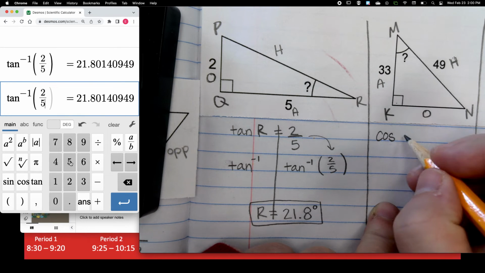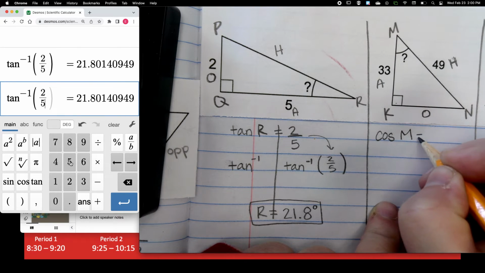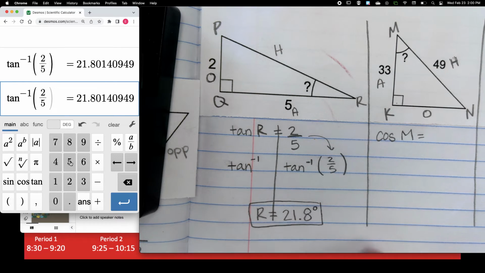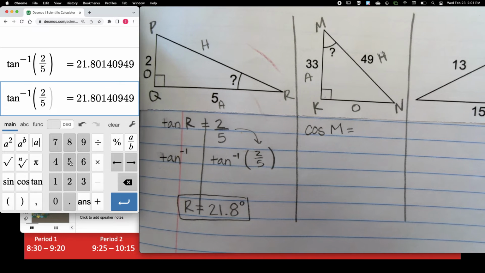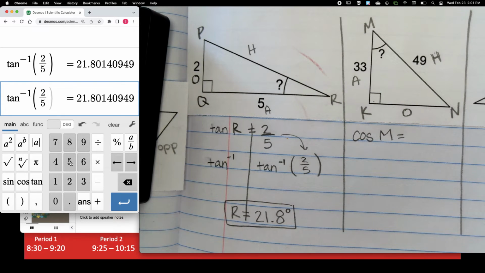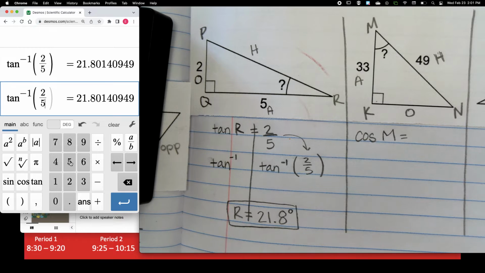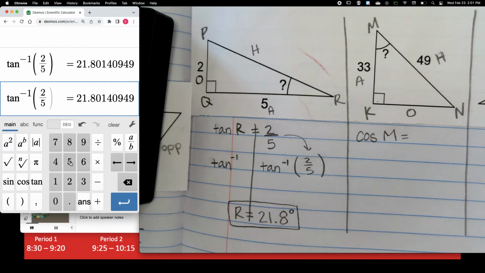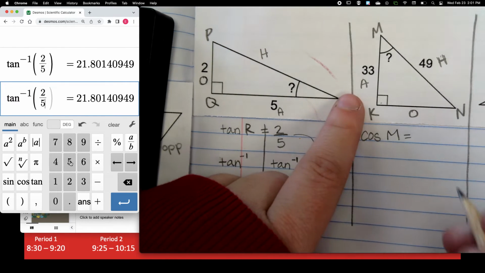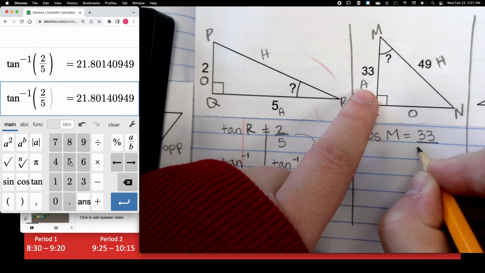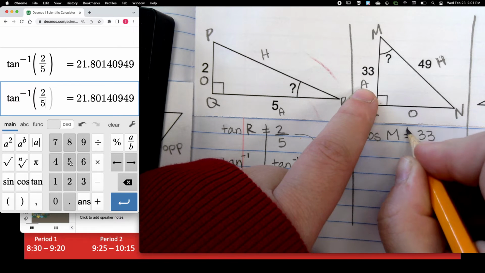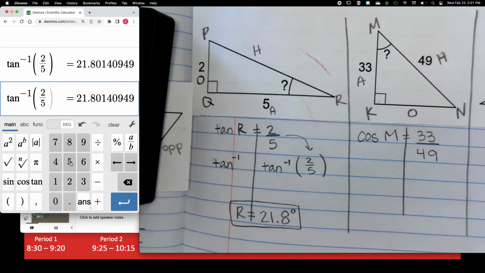of angle M. Again, you could put a question mark there since that's what they labeled it as, but normally we like to put the letter there. Is it going to be 49/33 or 33/49? Good. Adjacent over hypotenuse, AH. So 33 over my hypotenuse, 49. And our goal is to get M by itself.